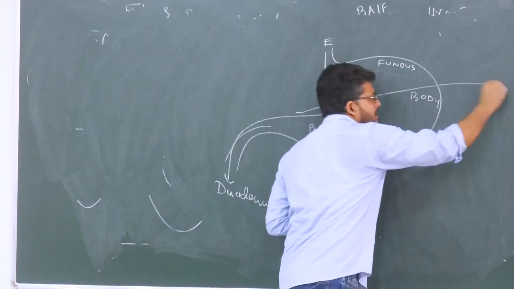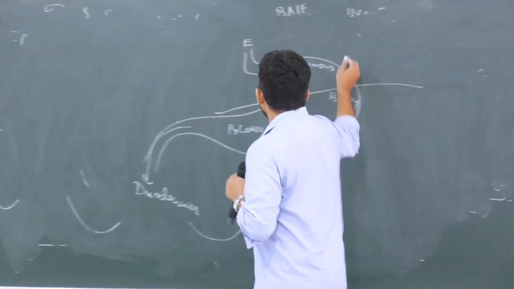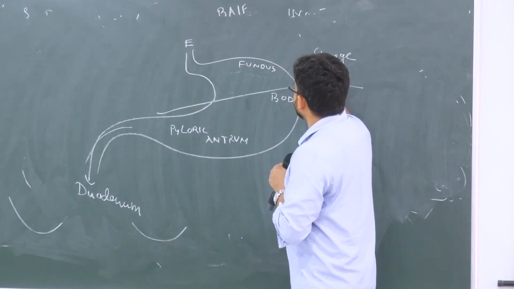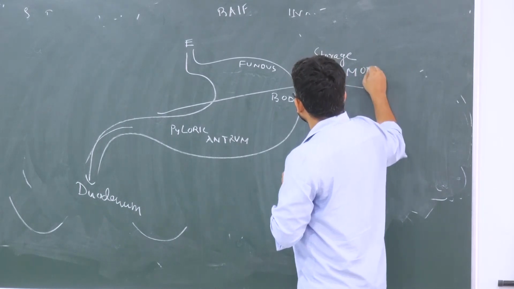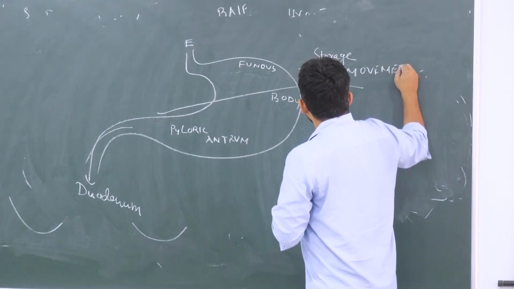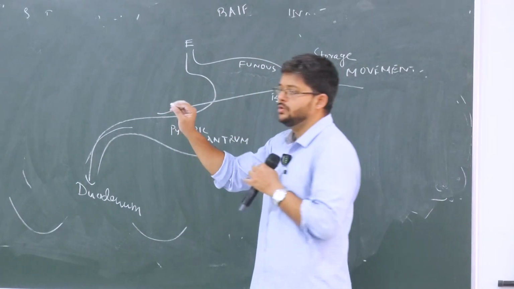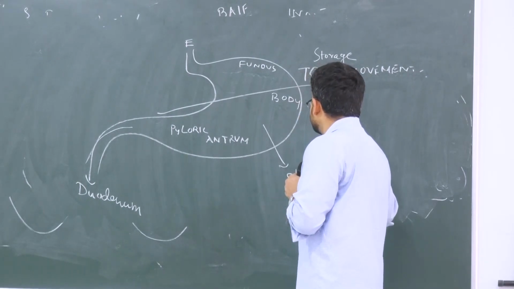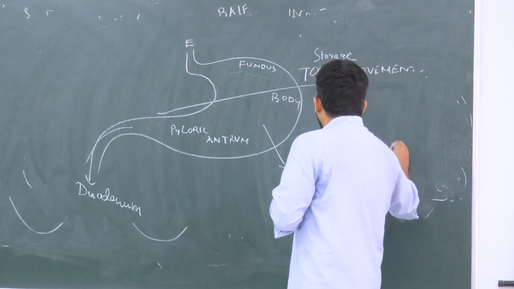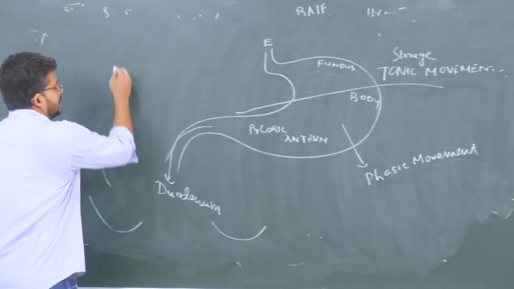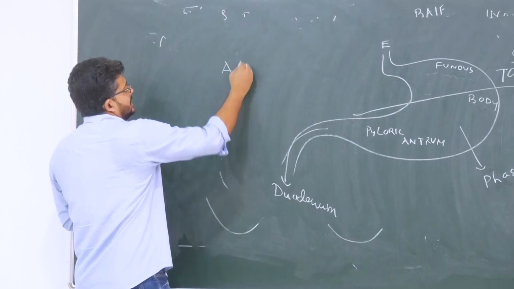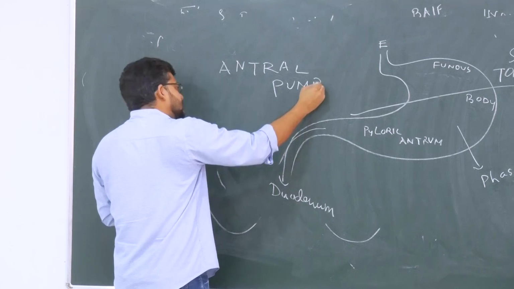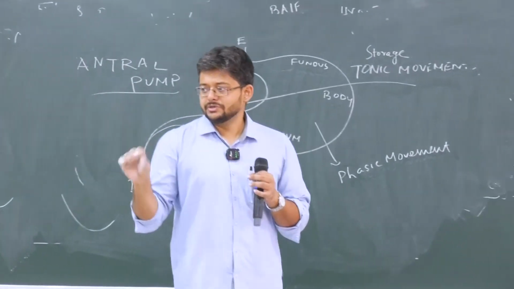of which remember the top 1/3 is responsible for storage and responsible for tonic movement. Bottom 2/3, including the antrum, it is responsible for the phasic movement. Phasic and tonic I have already mentioned. And this is because the bottom 2/3 is under the action of the antral pump. Antral pump is just like that pacemaker which causes this extra movement.